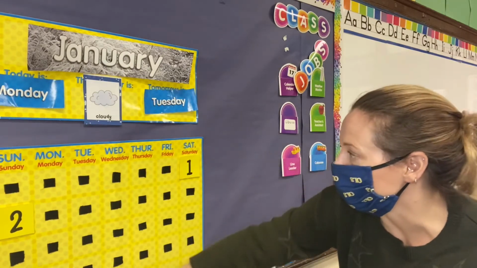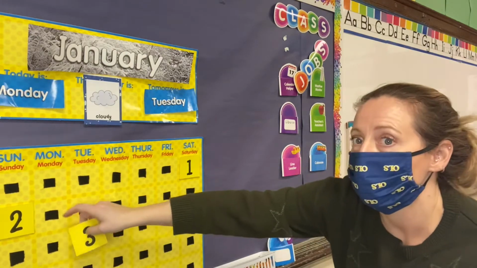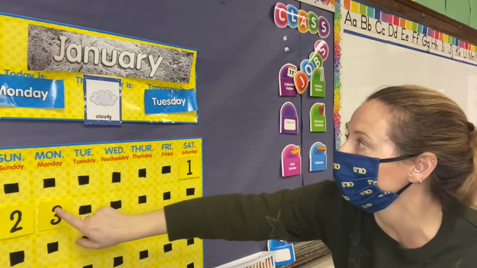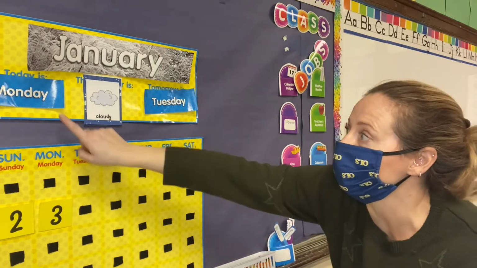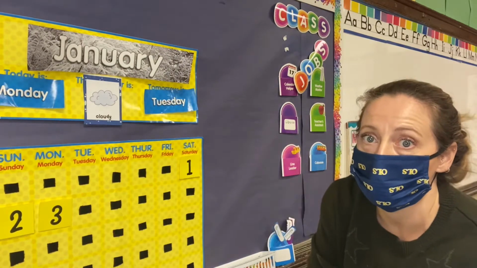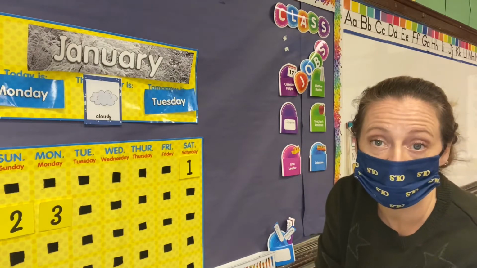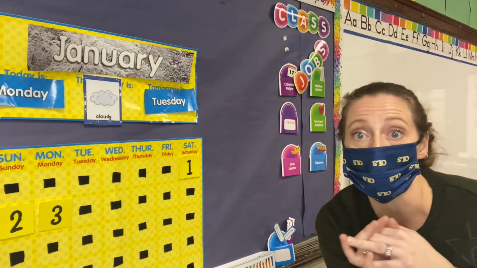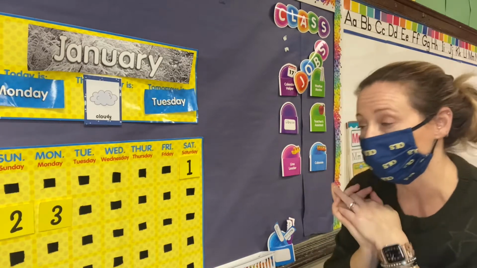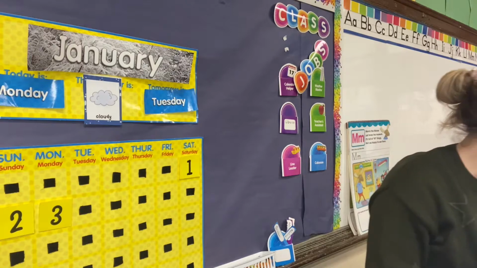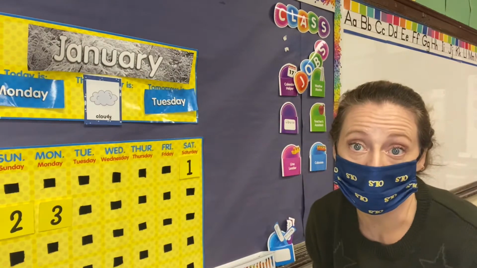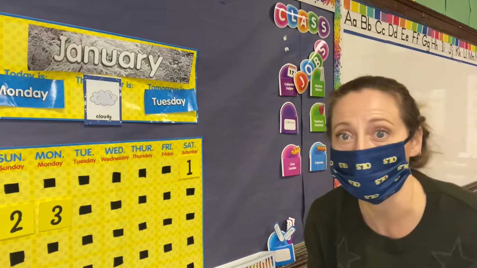The number is 3. 1, 2, 3. So today is Monday, January 3rd, 2022. The question for today was, are you wearing white? White? Do you have white on? Are you still in your pajamas? Maybe your pajamas were white.